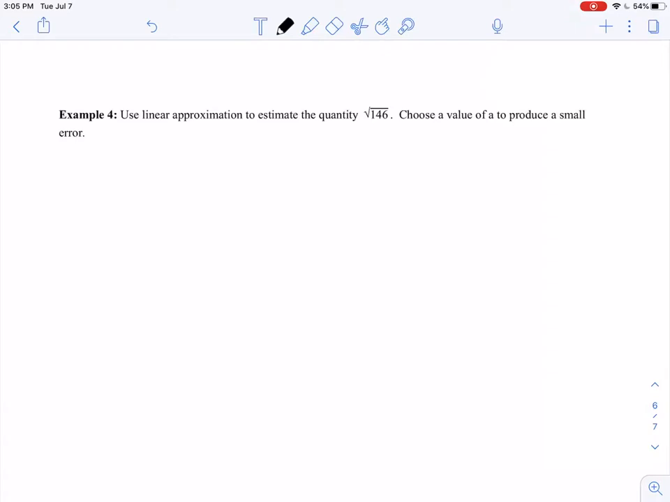So notice I only have the quantity I'm trying to estimate. I know at the end of this problem I'd like to be able to say square root of 146 is approximately equal to blah, but I don't have anything else. I don't have a function, and I don't have an x value or an a value. Let's start with the function first. So the function is going to be the easier part to start with.